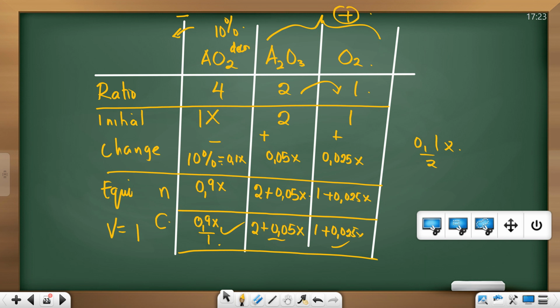Loniel, why do we add the reactants? Because it's increasing in quantity. Loniel, it is increasing in quantity. That's why it's a plus. With reactants, it is a decrease. Sorted?